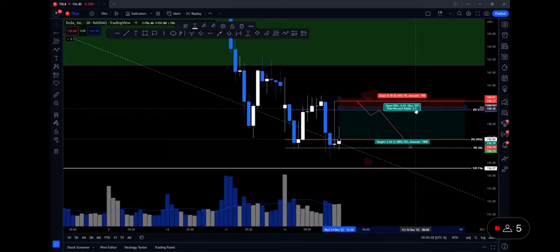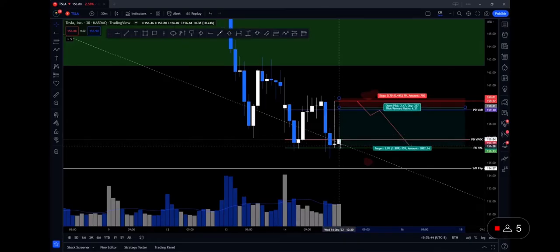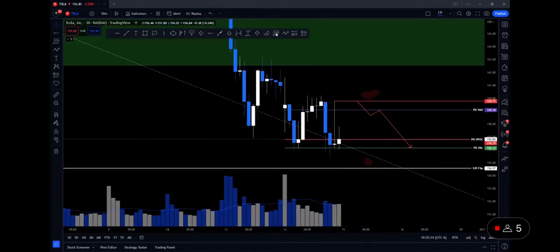I'm getting 3.6 to 1 on my reward to risk. My ultimate price target is going to be my previous day value area low. And like I said, this will happen 80% of the time. If the inverse happens, this becomes a little bit more challenging.